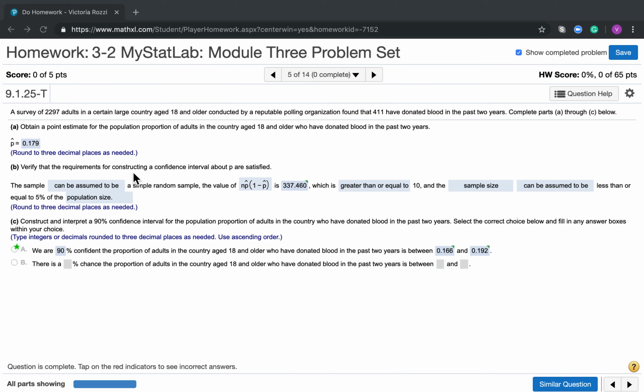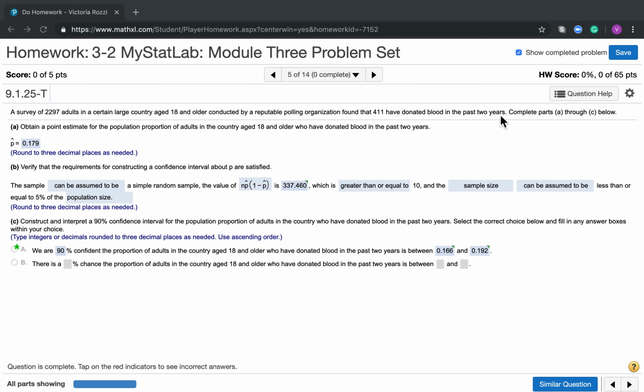First of all, we have a survey of 2,297 adults in a certain large country, aged 18 and older, conducted by a reputable polling organization, found that 411 have donated blood in the past 2 years. So first things first, yours is going to have slightly different values, but we're going to do this in the exact same way. The first thing we need to do is obtain a point estimate.